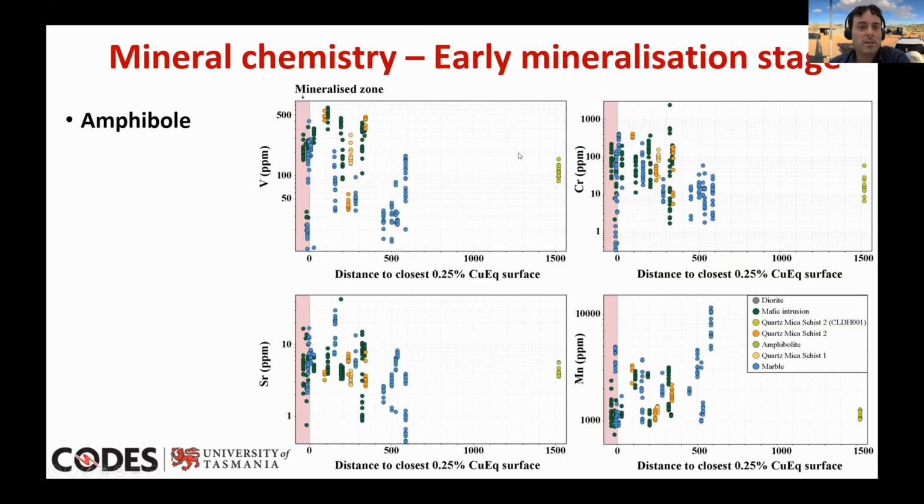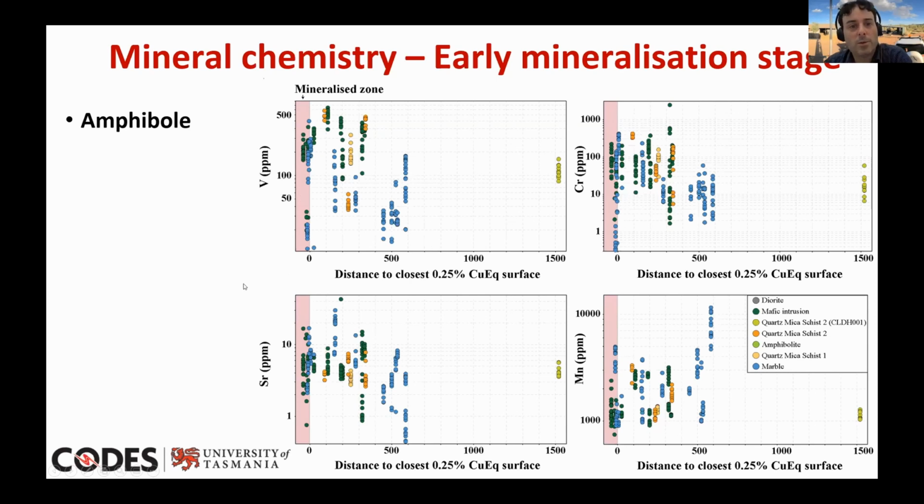So in these graphs here, we have elements on the y-axis, and the x-axis for these 4 plots is distance to the closest 0.25 copper equivalent surface that we've created in Leapfrog. So the pink zone in these diagrams is the mineralized area. If we're inside that ore zone, that 0.25 copper equivalent surface, you're going to fit in that pink area. What we've seen for amphibole, as you move away from the deposit, is that we have samples from 0 to around 600 meters. And we also have one drill hole that's 1.5 kilometers apart.